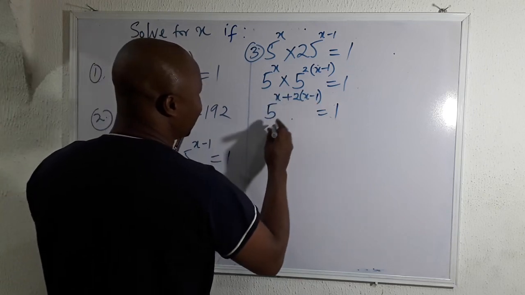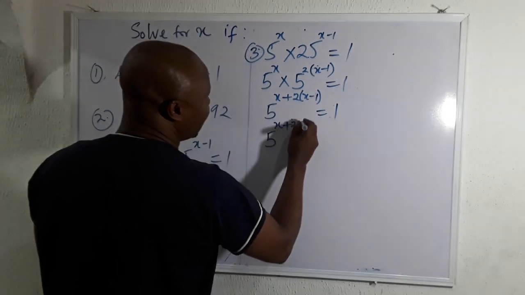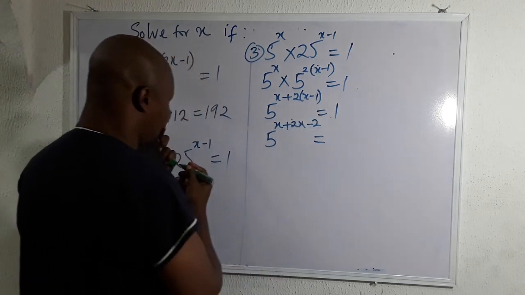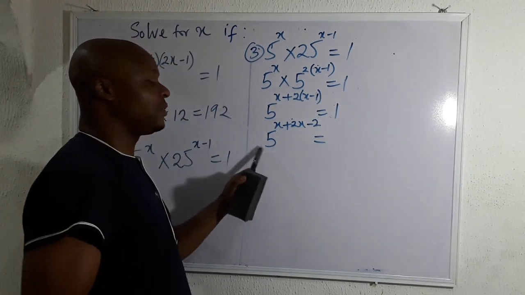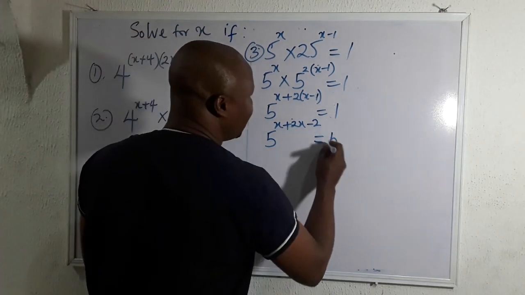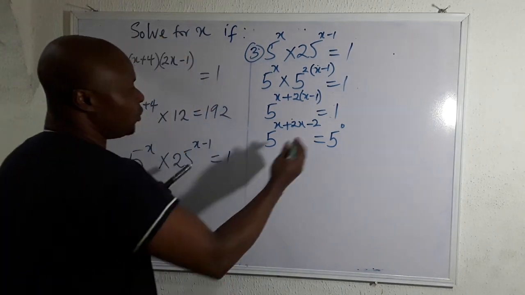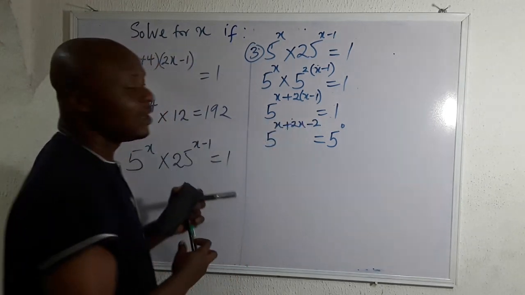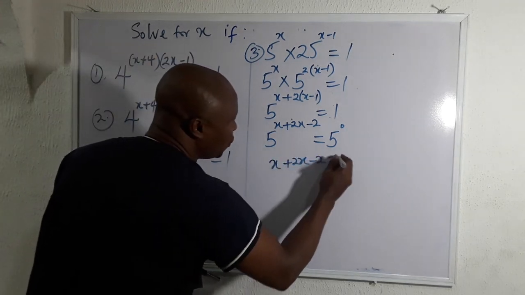Now let us simplify that. We have 5 raised to power x + 2x - 2, since 2 times x is 2x, and 2 times minus 1 is minus 2. That will be equal to 1, but we can re-express that as 5 raised to power 0, because 5 raised to power 0 is also 1 in indices. Now the bases on the left and the right hand side are equal, so we equate the powers. That would mean x + 2x - 2 is equal to 0.